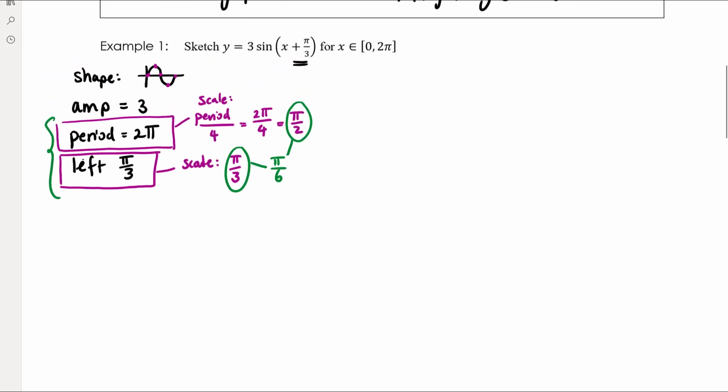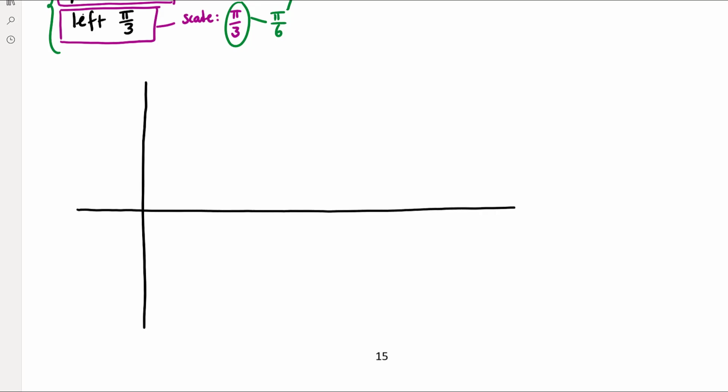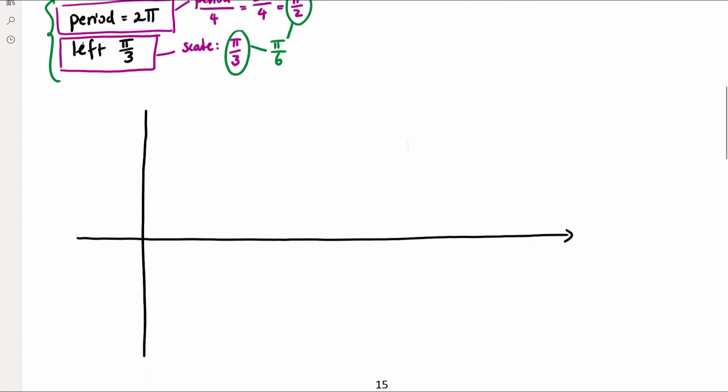Okay, we want to draw our graph from 0 to 2 pi. So I'm going to think about that, but I am going to leave a bit of room to the left of the y-axis just so I can think through that translation to the left by pi on 3. So 0 to 2 pi, we're going to see one complete period of the graph, but it's not going to start in its usual place because of the translation to the left, but we're still only going to see one full period.